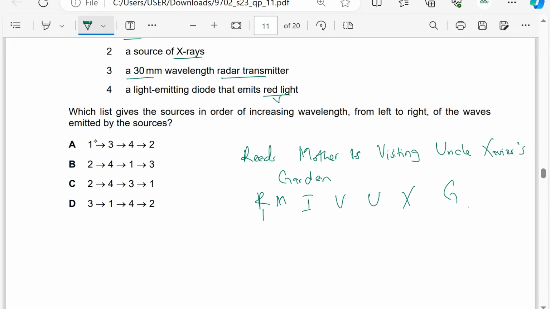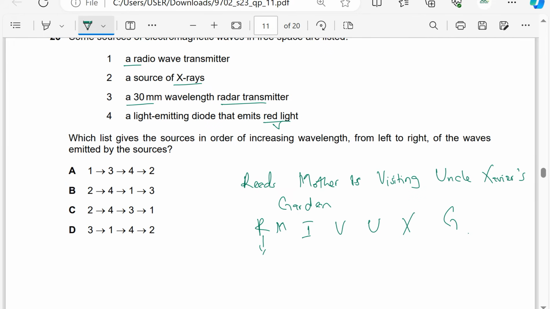This one has the highest wavelength. So since we are writing in increasing order of wavelength, radio waves have the highest wavelength. So it should come at the extreme end. So automatically the answer is C, because radio waves have the highest wavelength. So the answer is going to be C. It is coming to the end.